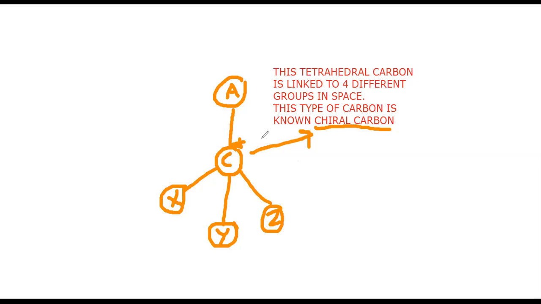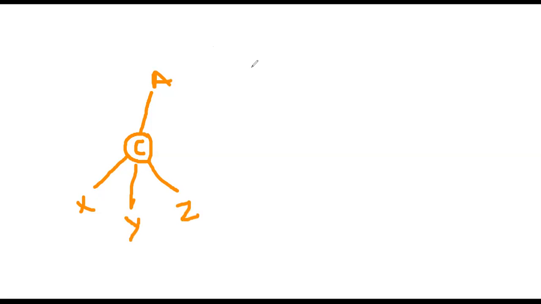Now, if you look carefully at this structure again, I would like to draw here. This is carbon, this chiral carbon, also called an asymmetric carbon. And here we are having 4 different types of functional groups: A, X, Y, and Z.